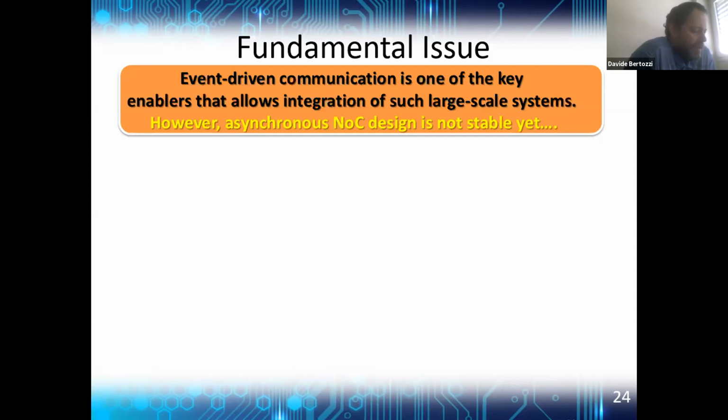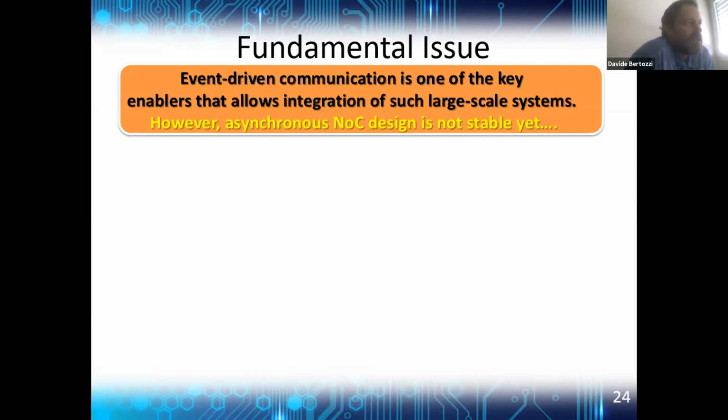Because the question is, is the foundation stable? Can we consider the asynchronous network on chip just as a commodity that we can use to build any kind of neuromorphic system? I would say that the foundations in this case are not stable enough. Plainly speaking, we said that we should ideally use this event-driven communication fabric, this asynchronous interconnection network, to allow system-level integration at very low power. And this also comes with other nice features that I have reviewed in the first part of this presentation.